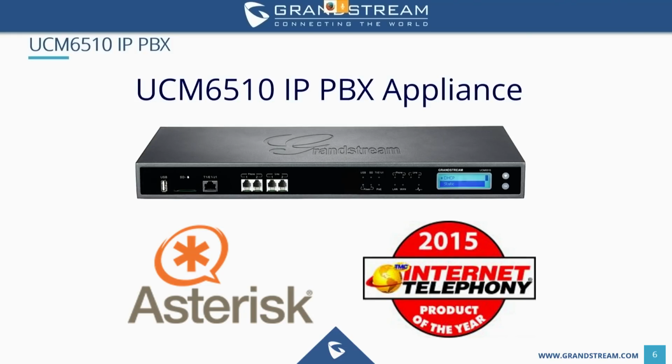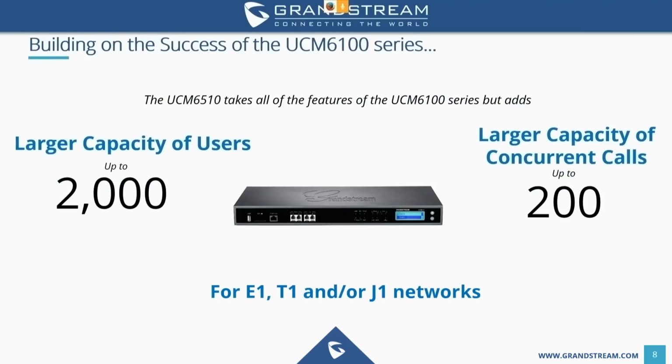And now I'm going to tell you about the higher capacity model that we offer, the UCM 6510. This really takes the exact same user interface, features, functionality of the 61 and the 6200 series and just puts it in a model that offers higher capacity support for more networks. So the three things you see here on the screen are the main ways that the 6510 is different than the 61 and the 6200 series.